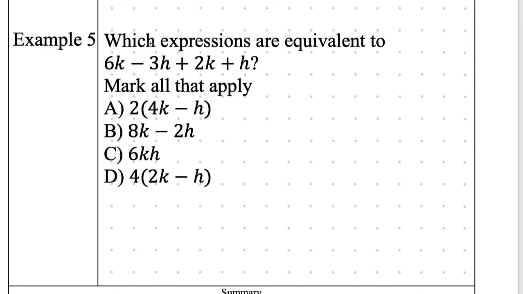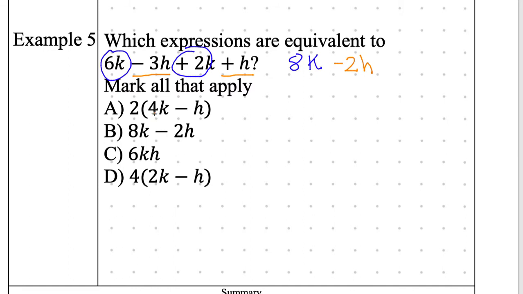So I'm going to simplify this first one, and then I'm going to have to simplify all of these as well and see what happens. So if I simplify this, let's find like terms. So I see a 6k and a positive 2k. I also see a negative 3h and a positive h. So let's do these k's first. 6k plus 2k is an 8k. I just add the coefficients, add the numbers out front. Then I'm going to do this negative 3h plus h. That's going to be a negative 2h. So minus 2h. All right, that is the simplified form of that expression that it gave us.